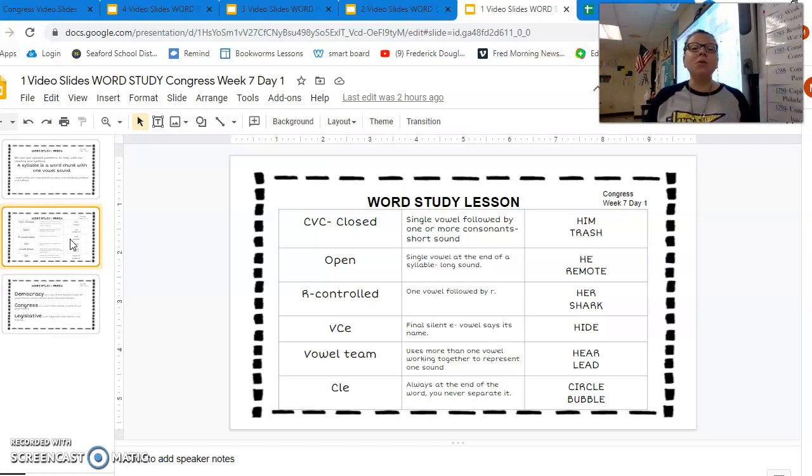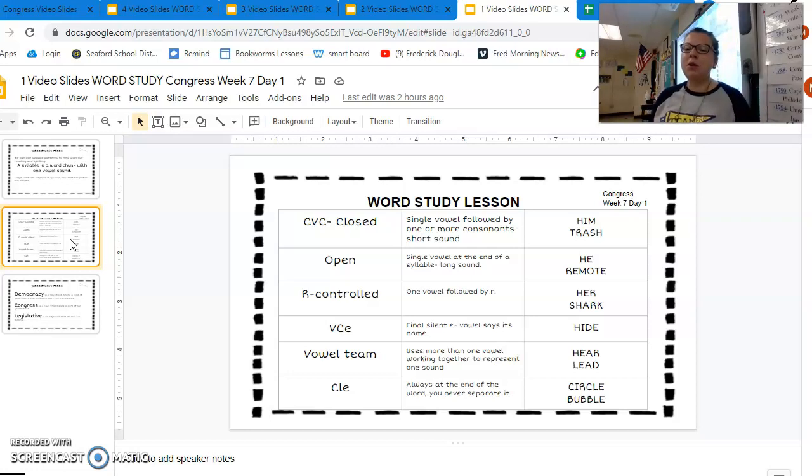R-controlled syllable is when we have a vowel followed by an R, like in the word her or shark. The fourth type of syllable is VCE, vowel consonant E, like in the word hide. I is the vowel, D is a consonant, and then we have the final E. That final E makes that I say its name.